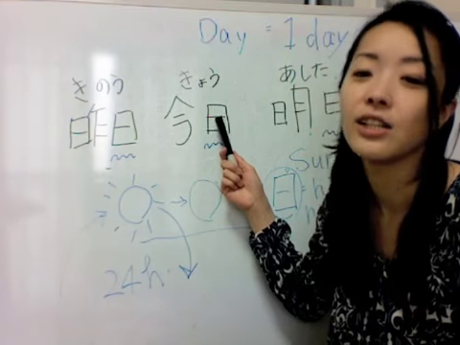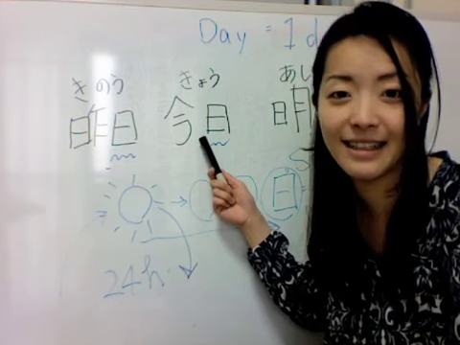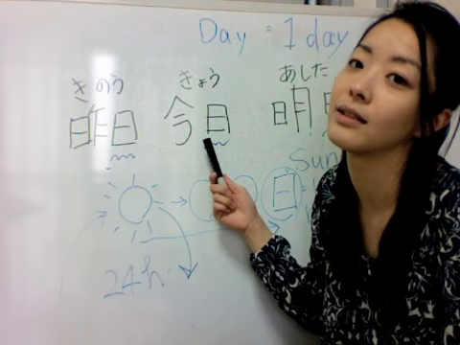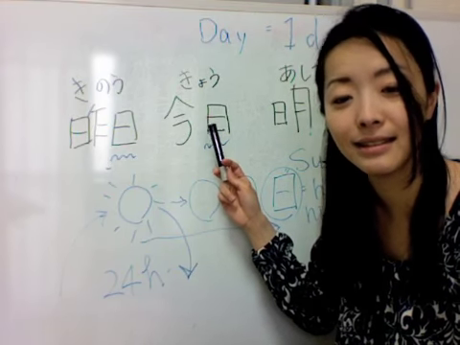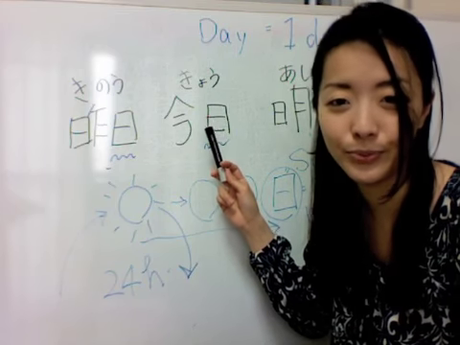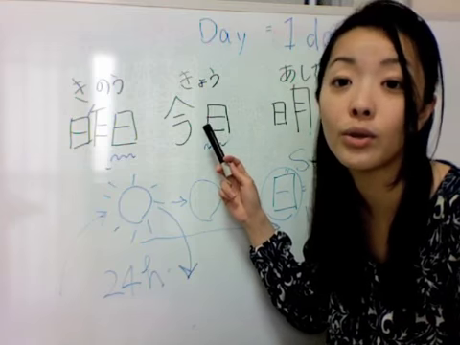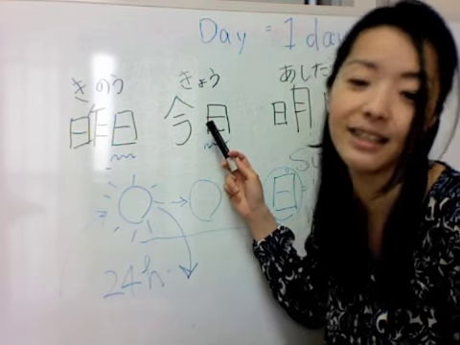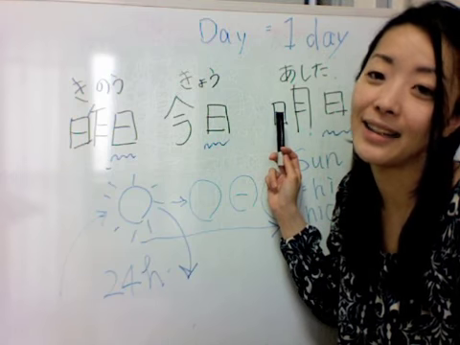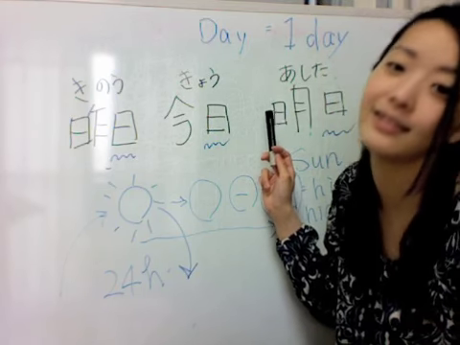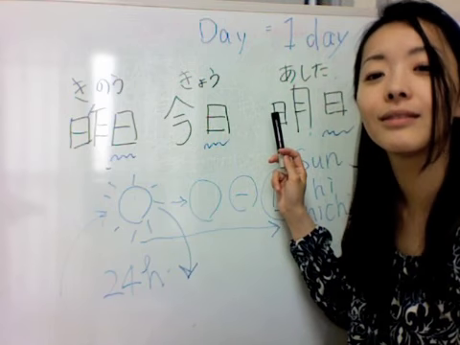今日会社へ行った. Today I went to my office. 今日ご飯を食べた. Today I ate a meal. 今日友達に会う. Today I'm gonna meet my friend. The last one is 明日. 明日来る. Will you come tomorrow? 明日会う? Will we meet tomorrow?